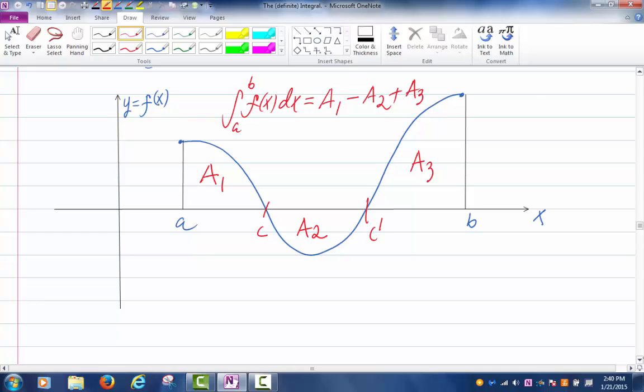I am subtracting the area which is below the x-axis. Right? So the definite integral always represents, geometrically, the net area if you have a function like this. Is everybody clear with that?